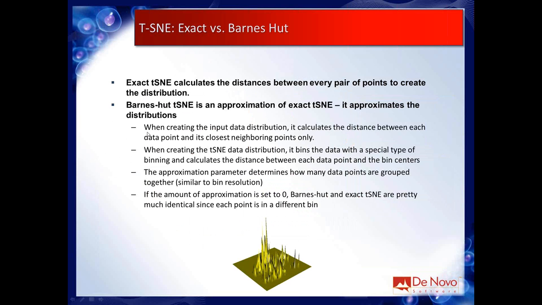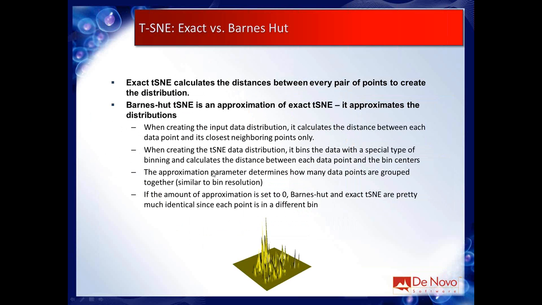So we use Barnes-Hut as an option. And this is just some details on how that works. For the input data distribution, we calculate the distance between each data point and its nearest neighbors only. On the tSNE data, as we're iterating, it does something like probability binning, and instead of calculating the distance between every point and every other point, you take each data point and calculate the distance from that to the bins. The approximation parameter is actually affecting that particular step.